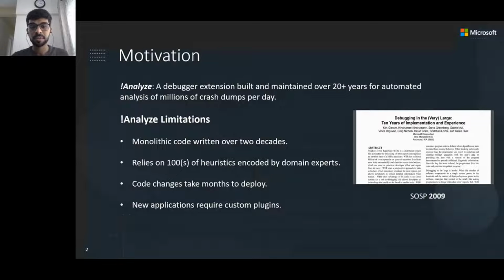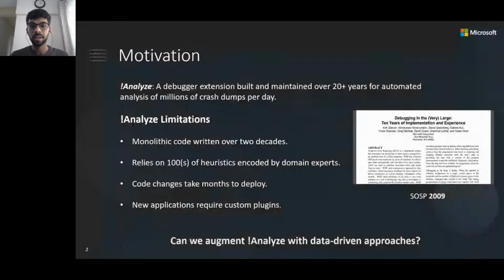It's in the order of hundreds of thousands of lines, and it relies on hundreds of heuristics to analyze these different crash stacks. And newer applications that are coming up every day require custom plugins and heuristics to be rewritten again and again, and they take months to deploy these code changes. So the question that we're trying to answer in this work is, can we augment !analyze with data-driven approaches which can solve some of these problems?